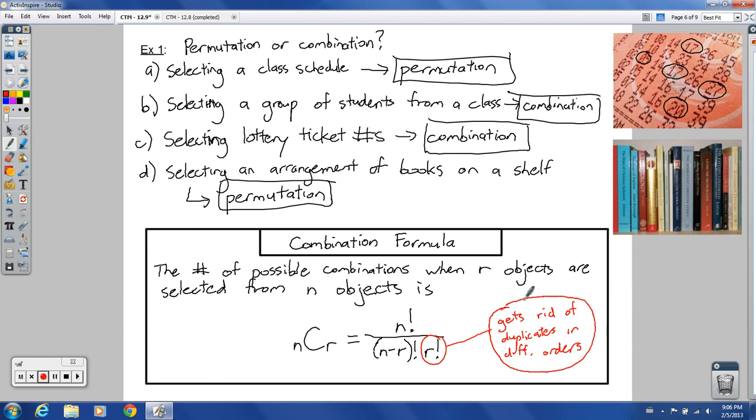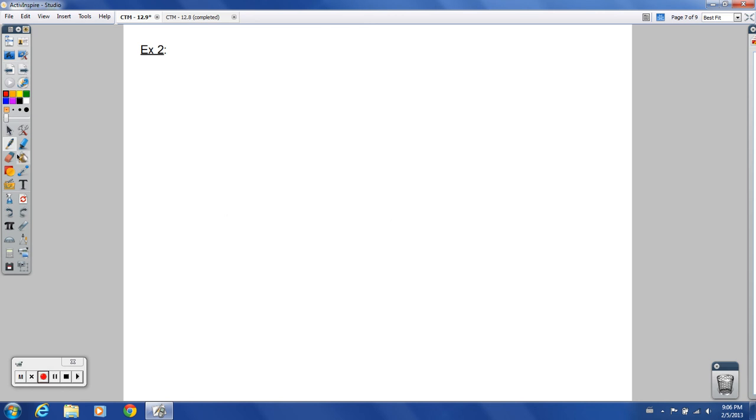So I'm trying to help you understand why this formula is the way it is, rather than just trying to memorize a bunch of weird looking letters altogether. So that is what we have. Let's use that for some more examples here.